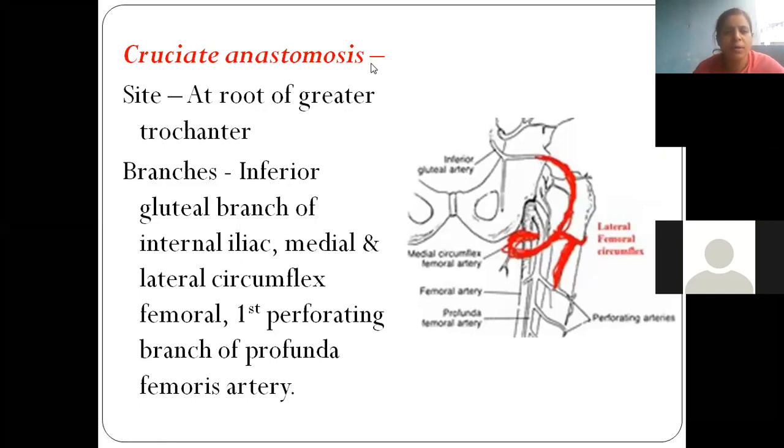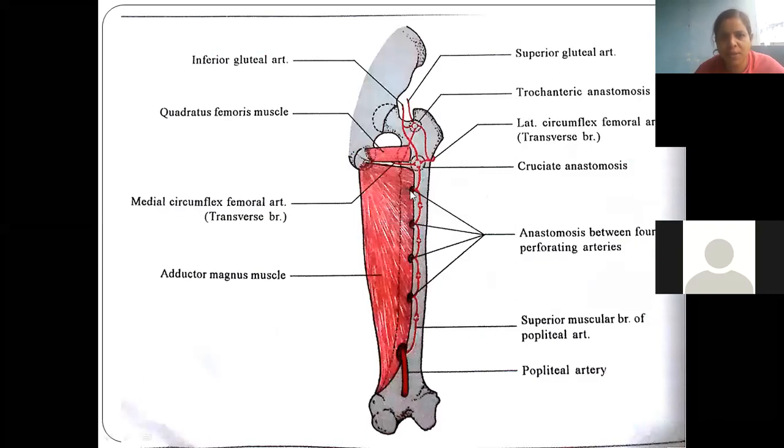Yeah, cruciate. See cruciate anastomosis here, this is the back of the thigh, and these are the branches of the femoral artery. They are the piercing and perforating arteries. I told you they pierce and come to the back of the thigh. These perforating arteries form a cross-like structure, like a Christian symbol, that is cruciate anastomosis. Similarly to trochanteric anastomosis, we have cruciate anastomosis.